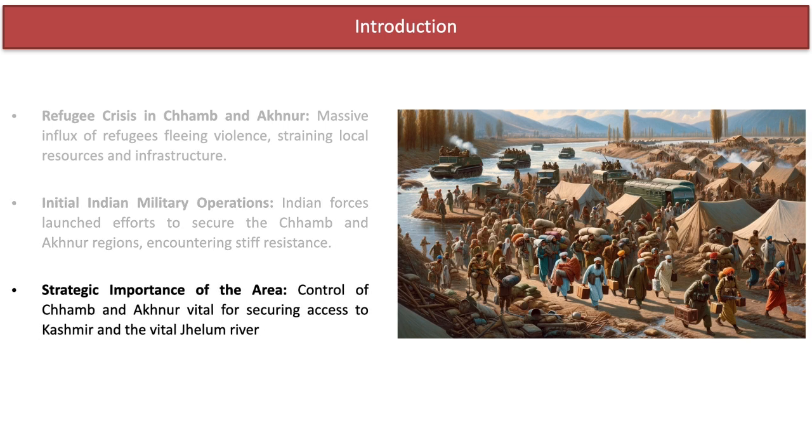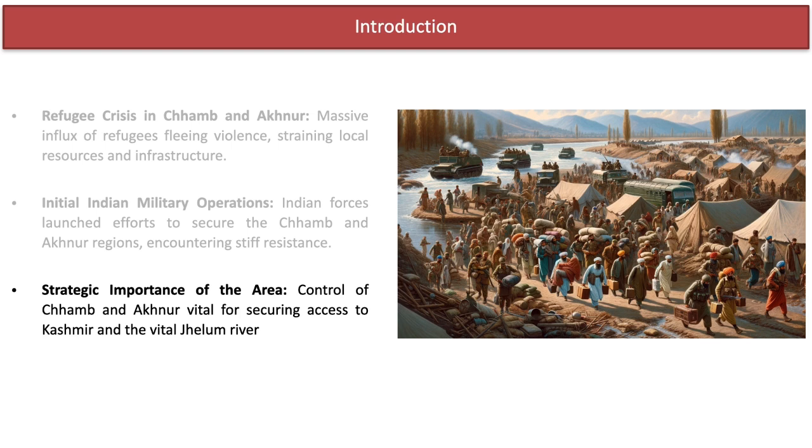Let's talk about why Chamb and Akhnur were a strategic hotspot in the 1947-48 conflict. Why were these areas so fiercely contested? What made them so important? To put it simply, controlling Chamb and Akhnur was absolutely vital for both sides. And here is why. These regions are the gateway to Kashmir, the region that was and still is of immense geopolitical importance. The control of these areas was not just about military advantage, it was about securing access to the entire Kashmir Valley, which is crucial for both tactical and symbolic reasons.